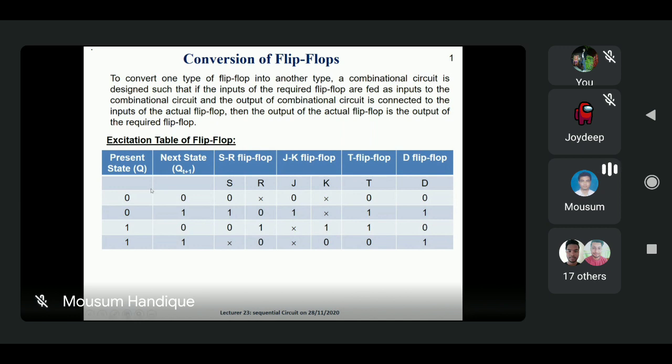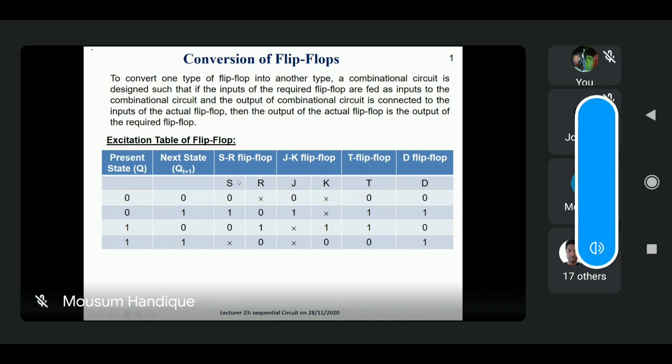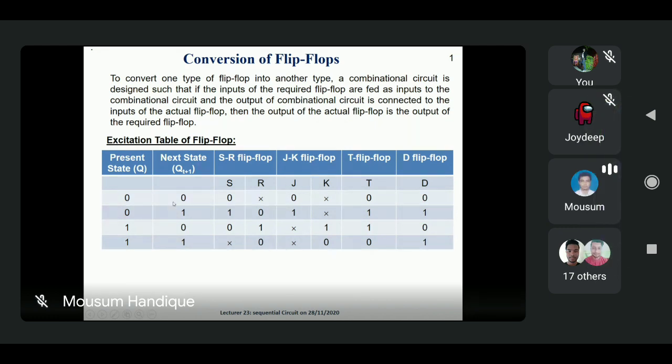See here, in the SR state table, when present state is 0 and next state is 0, we get S equal to 0 and R equal to don't care. R equal to don't care means that when present state is 0 and next state is 0, the R value is 0 one time and 1 another time. If you carefully check the state table of the SR flip-flop, you can get this. So here I am writing 0 and don't care. Are you getting my point?